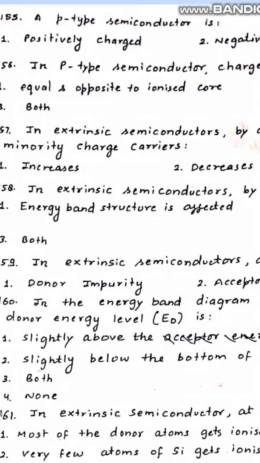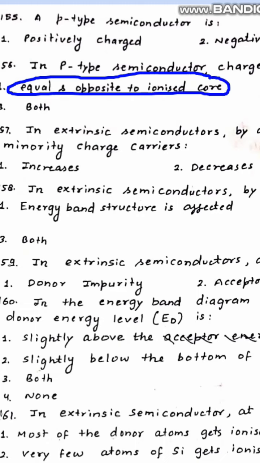Next is in p-type semiconductors, charge of additional charge carrier is obviously equivalent and opposite to the ionized core, so that makes things neutral. Next is in extrinsic semiconductors, by doping, intrinsic concentration of minority charge carriers, obviously it decreases.